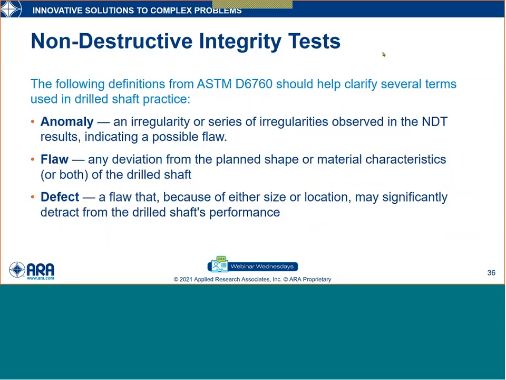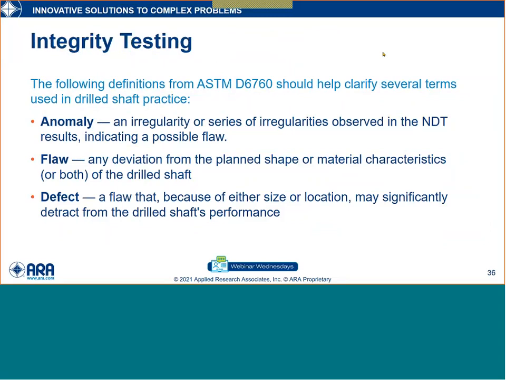Last comment. We seem to be tongue-tied in mixing up the three terms you see on this slide. What's a defect? What's a flaw? What's an anomaly? I have a problem with that word, as you can tell. These are all explicitly defined in ASTM D6760. They mean entirely different things.